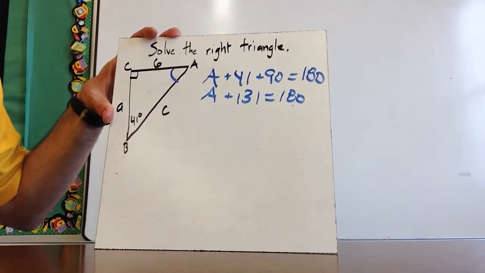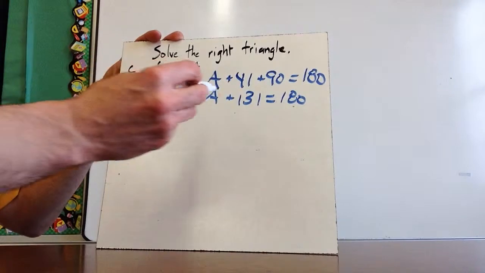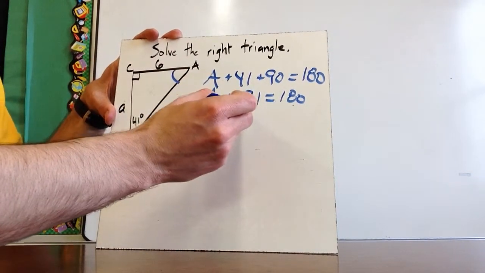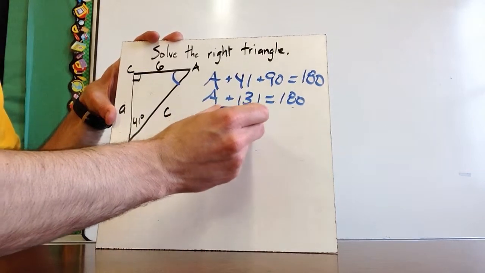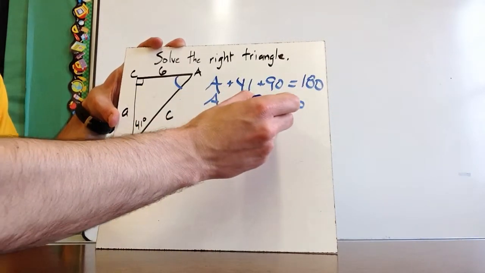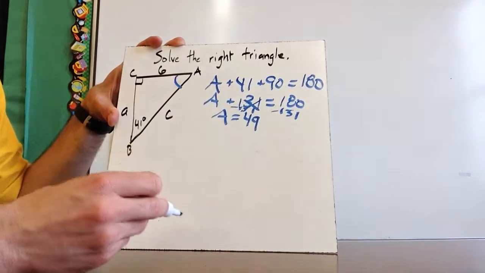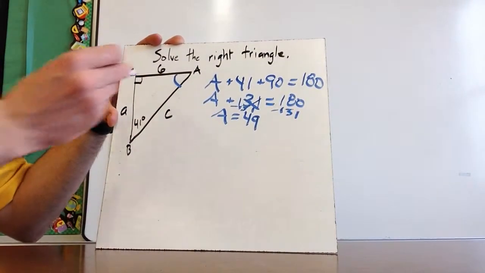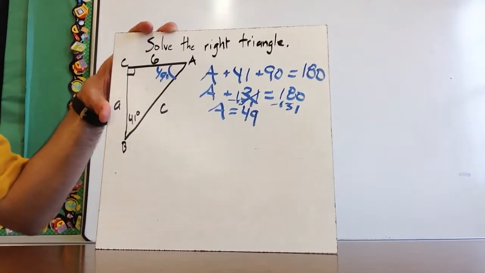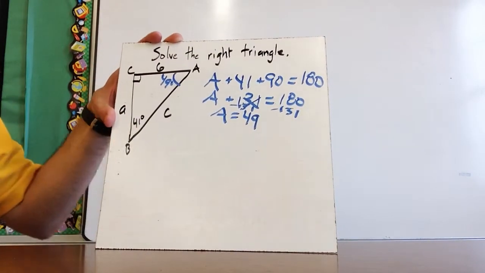Now what I need to do is subtract 131 from both sides, and you end up getting A equals 49. So that's minus 131 here, goes away, and minus 131 here, and that equals 49. So I know that this is 49 degrees. I've now solved that part of the right triangle. I know all 3 angles.